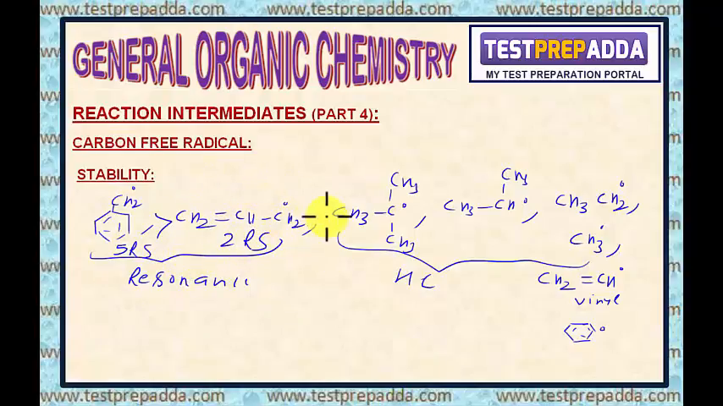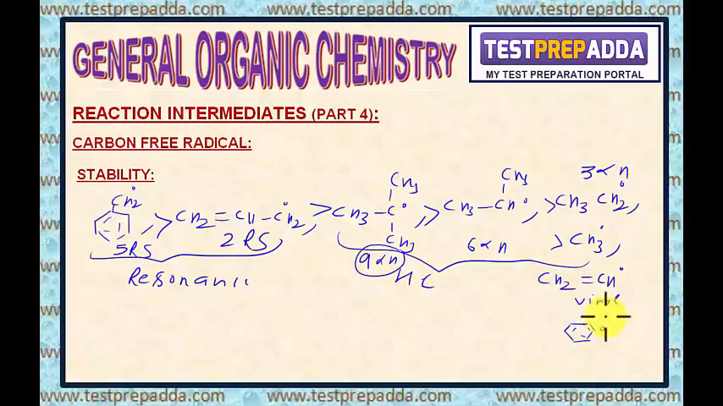Now this allyl free radical will be more stable than this tertiary butyl free radical, although here there are 9 alpha hydrogens, 9 hyperconjugative structures where hydrogen participates in the hyperconjugation. But resonance gets preference, that is why this will be more stable. Here you can see 6 alpha hydrogens. Here you see 3 alpha hydrogens. So stability order will be like this.